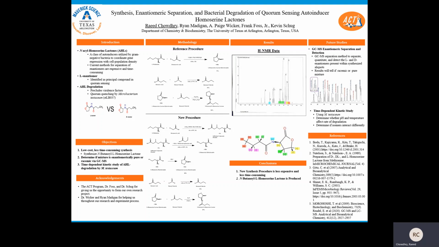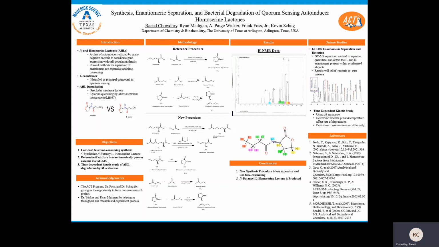Then in the quantitative study, we will determine whether an enantiomerically pure or racemic mixture was synthesized by an enantioselective separation method of gas chromatography coupled with mass spectrometry. Finally, we will perform a time-dependent kinetic study testing the ability of Mycobacterium dystacium to degrade varying amounts of AHL at different pHs and temperatures to determine the effect on its degradation activity.